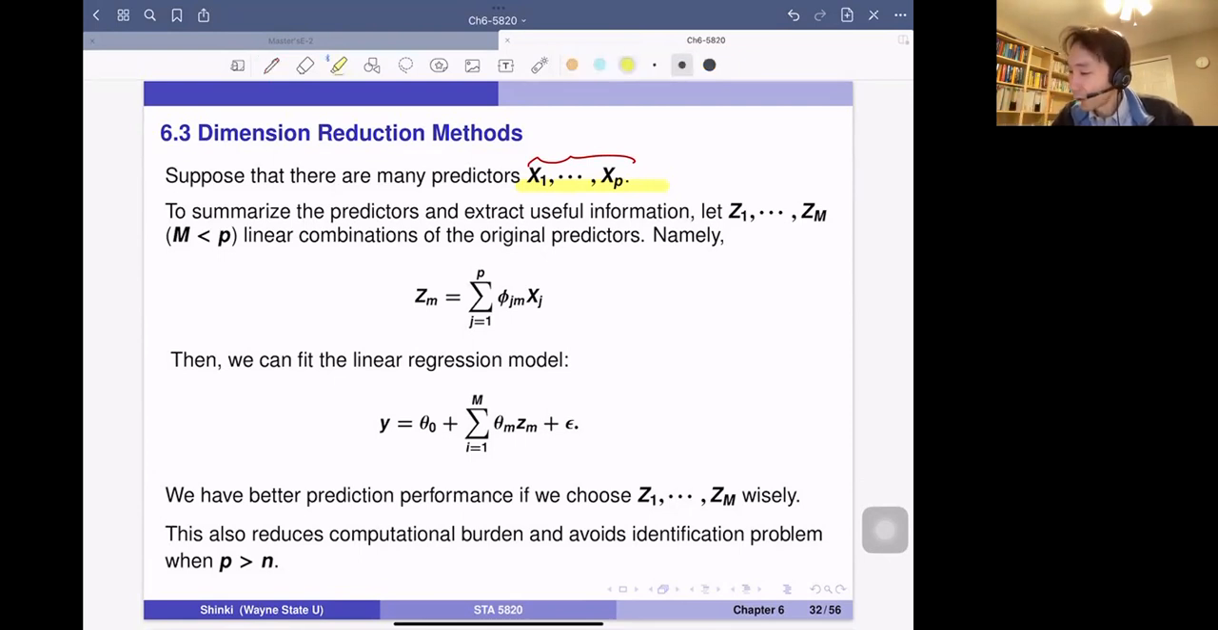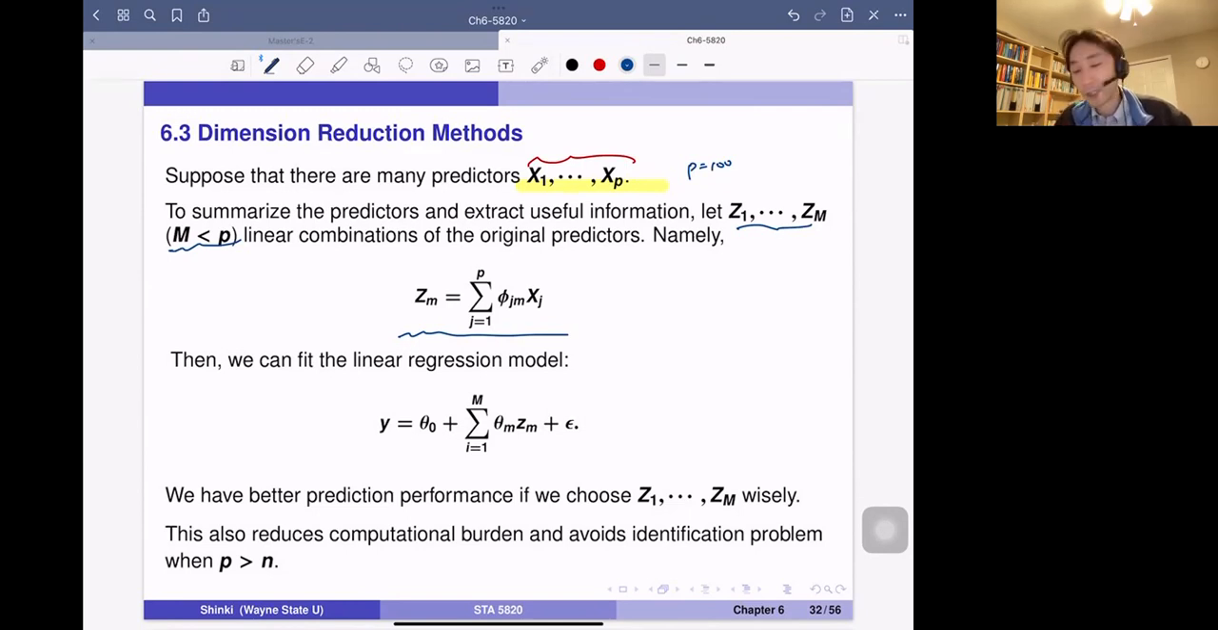So in general, if we have many variables, where p is 100 or 1000, then we want to summarize this data into a few very important variables, maybe 3 variables, Z1 to Z3. So in general, Z1 to ZM, where M is usually much smaller than P. Then each Z sub m is a linear combination of X1 to Xp.